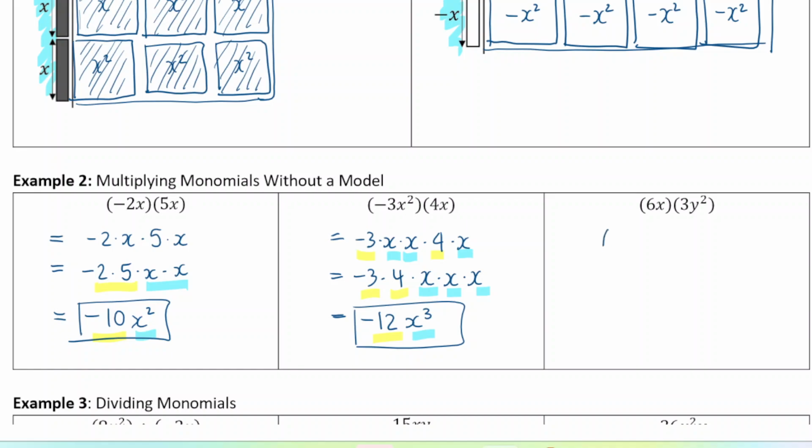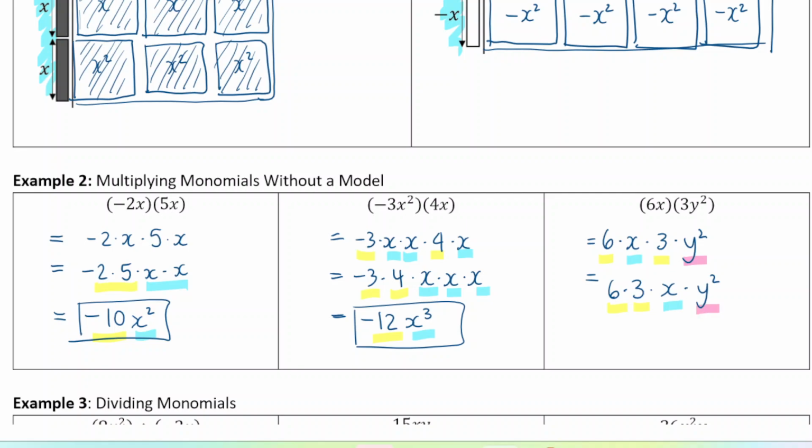Okay. All right, next one. So this one, 6 times x times 3 times y squared. Okay, let's rearrange the order. This time I have 3 different types of terms here. I've got an x, and then I have a y squared. Okay, so I'm going to change it so that the two numbers are beside each other, and then I'm going to have an x and a y squared.